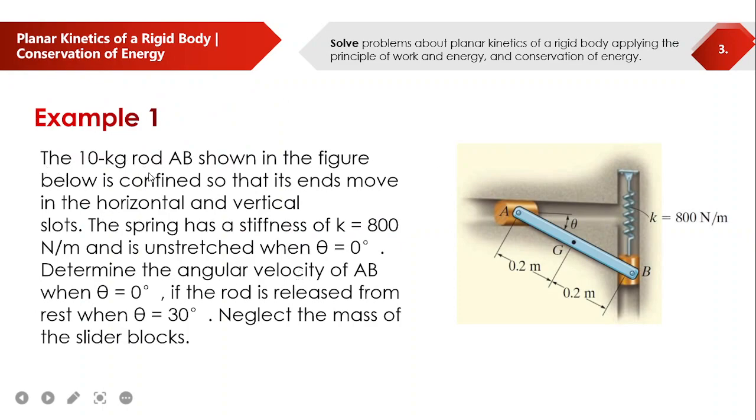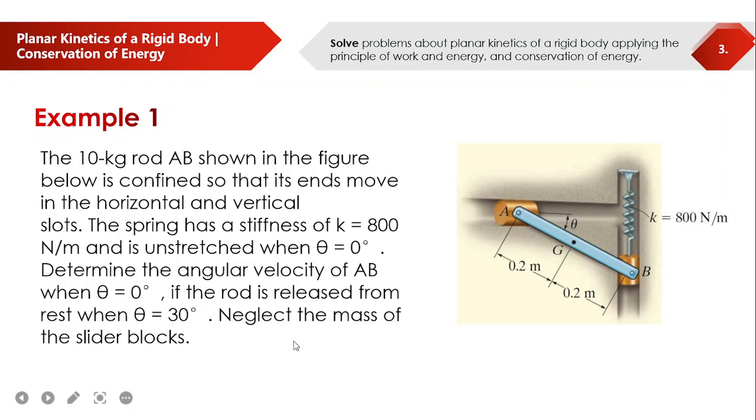The 10 kilogram rod AB shown in the figure below is confined so that its ends move in the horizontal and vertical slots. A moves horizontally, B moves vertically. The spring has a stiffness of k equal to 800 Newton per meter, and it is unstretched when theta is equal to 0. That is your initial position.